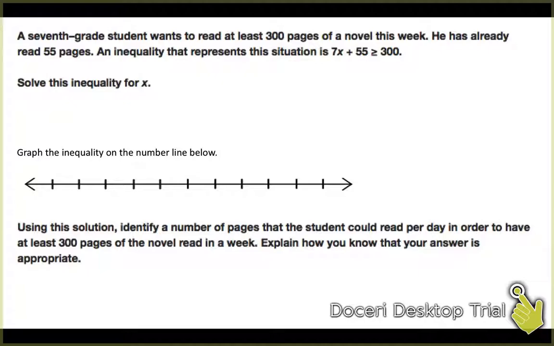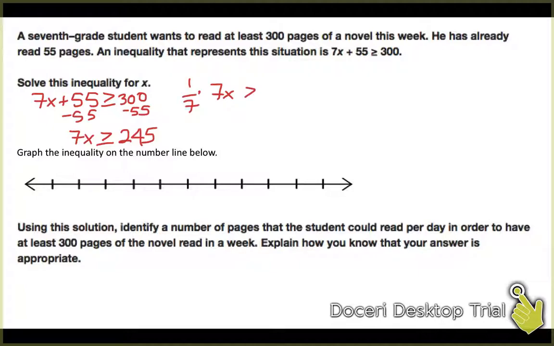So we have 7x plus 55 is greater than or equal to 300. I'm going to subtract 55 from each side, and I'm left with 7x is greater than or equal to 245. And now I need to multiply by the reciprocal, so 1/7 on each side.